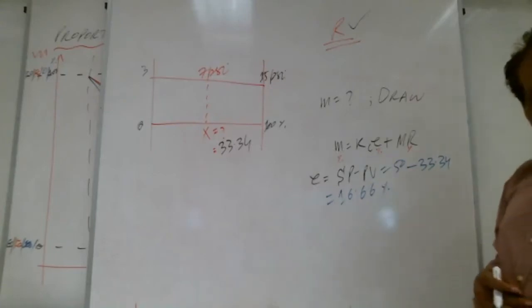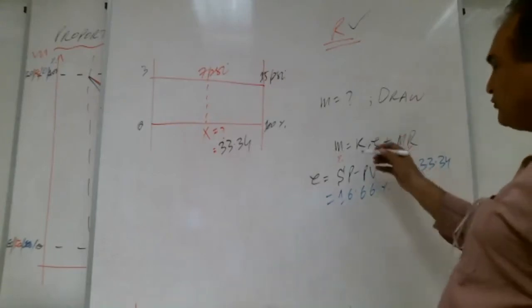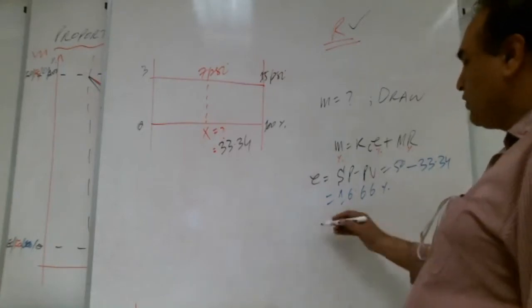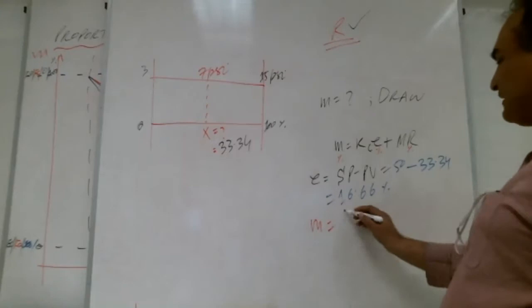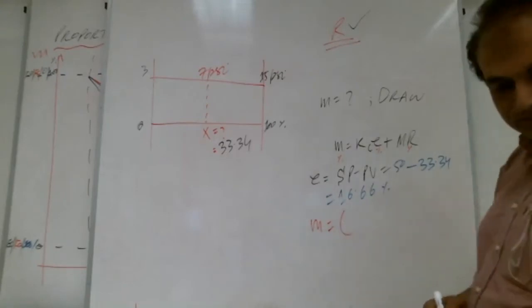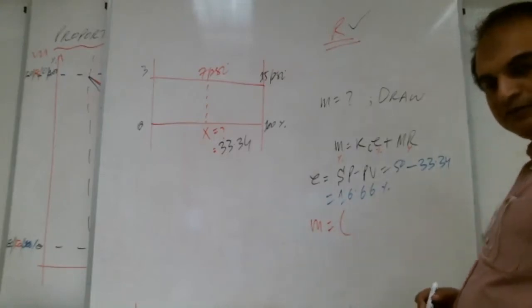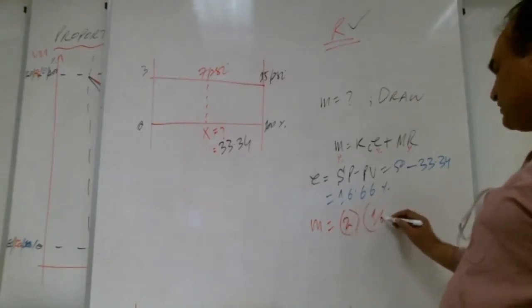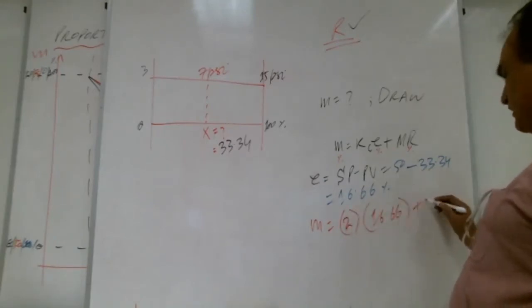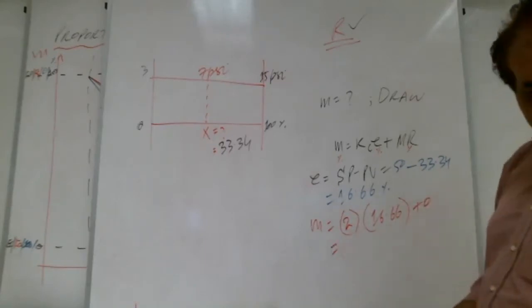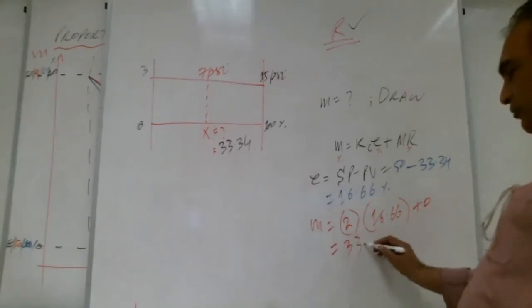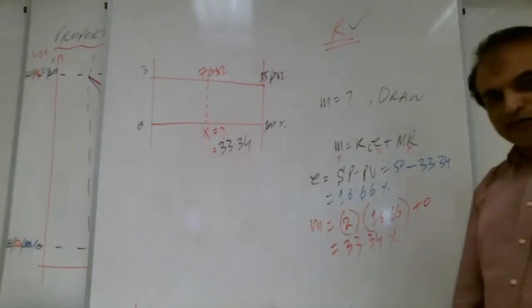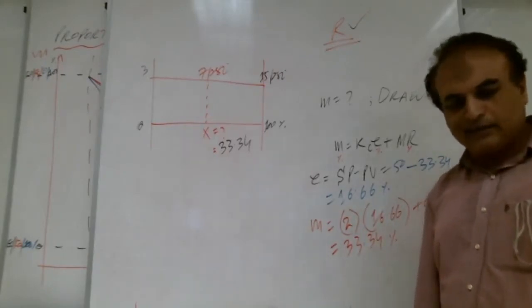This is the error, 16.66%. So we put in this output formula here. Output is equal to Kc. How much is Kc, Shabab? Kc was 2. Very good. Error is 16.66, MR is not given, so we take it as 0. So how much is the output? 33.34%. Very good.